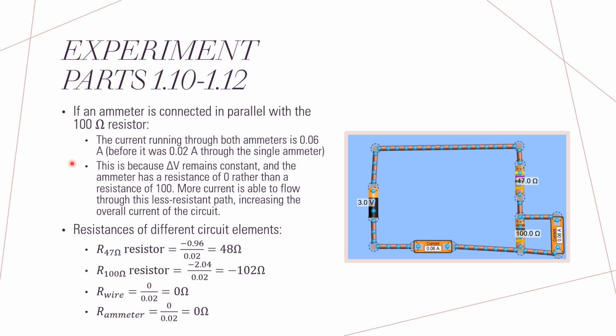This is because the delta V remains constant, but the ammeter has a resistance of 0 rather than a resistance of 100, so a lot of the current, a lot of the electrons, are going to take the path of least resistance, which would increase the overall current of the circuit. And then here are some calculations of the different resistances of the circuit elements.